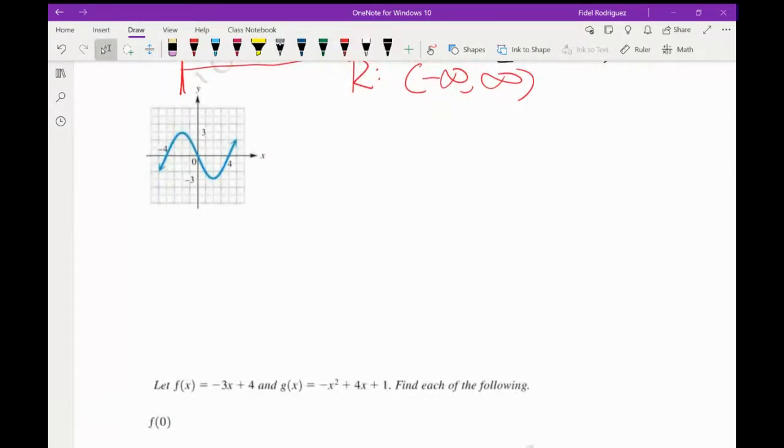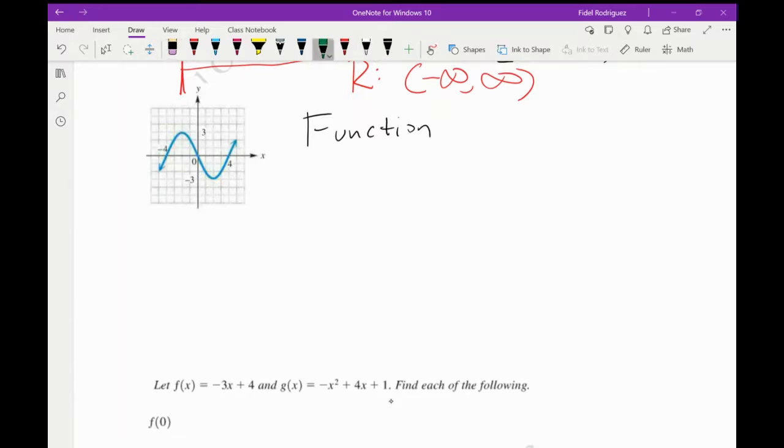Alrighty. So now let's take a look at this next one here. And we're doing the same thing, right? So first, let's figure out if it's a function. Every time I draw a vertical line, I'm only going to hit my graph once. So yes, we have a function.